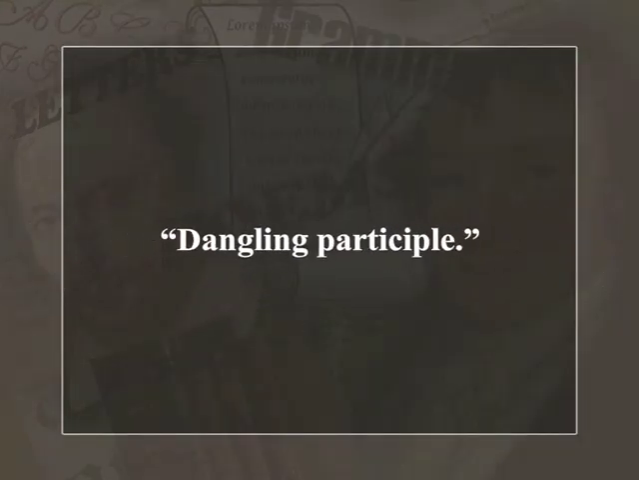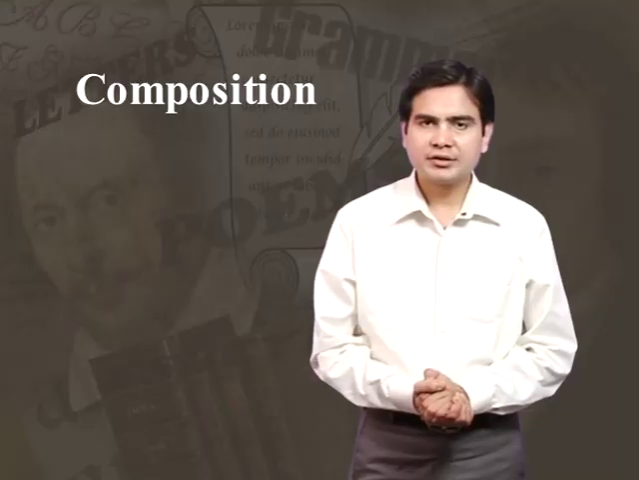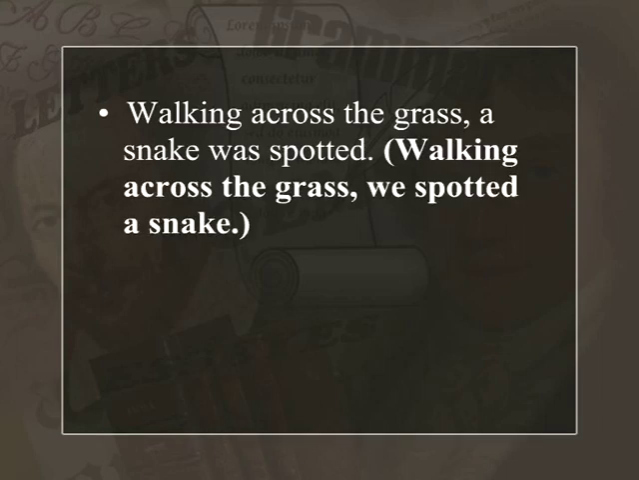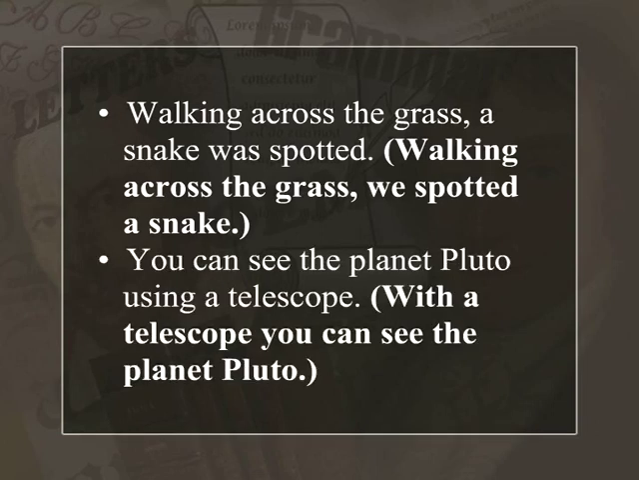Dangling participle. This results in some funny sentences. Here are examples. Walking across the grass, a snake was spotted. Walking across the grass, we spotted a snake. You can see the planet Pluto using a telescope. With a telescope, you can see the planet Pluto.